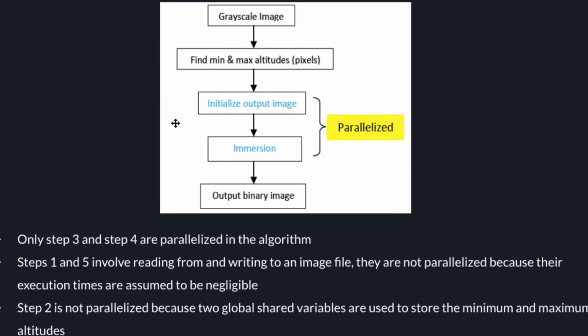So this image depicts the parallelization of the watershed algorithm, which are the steps involved to parallelize it. As you can see, only step 3 and step 4, which are initialize output image and immersion steps, are parallelized in the algorithm. Step 1 and step 5 are not parallelized because their execution times can be assumed to be negligible. And step 2, which is to find minimum and maximum altitudes, is not parallelized because two global shared variables are used to store the minimum and maximum altitudes of the pixels.